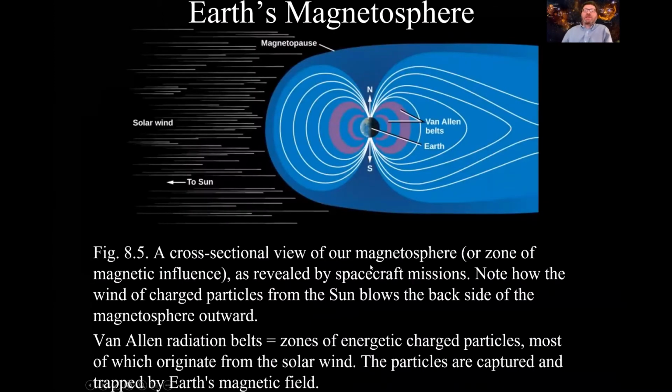So the Earth has this magnetic field. Its magnetosphere is that magnetic field throughout and around the Earth. And it extends out to large distances. Here's a cross-sectional view of that Earth's magnetic field. And remember, I told you that magnetic fields push on charged particles.